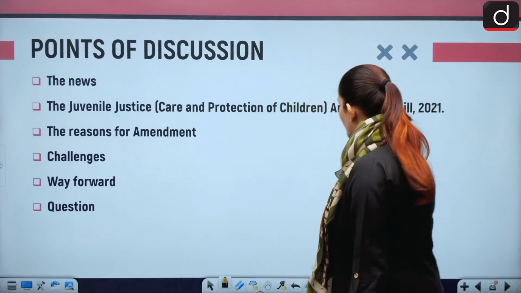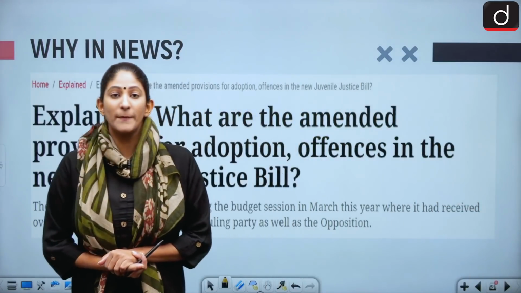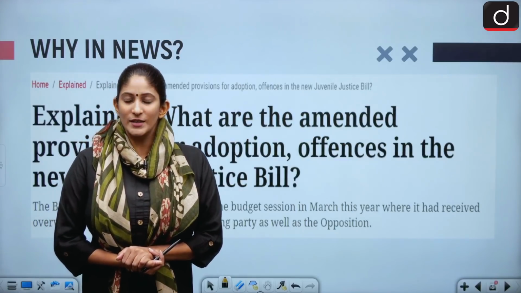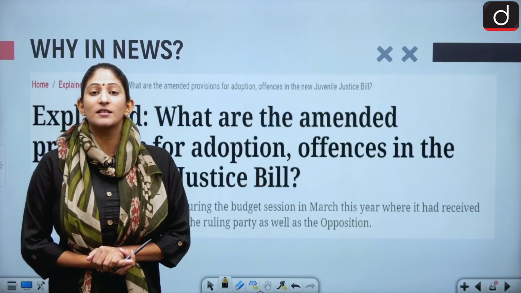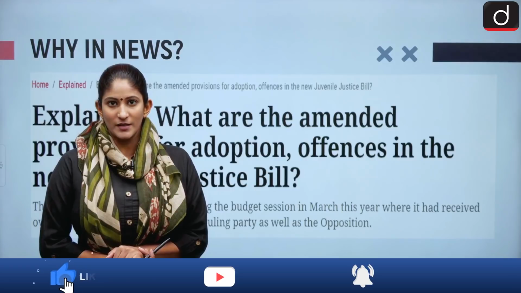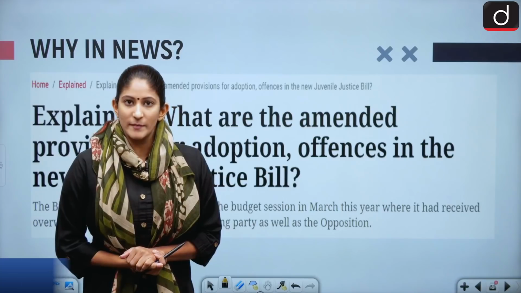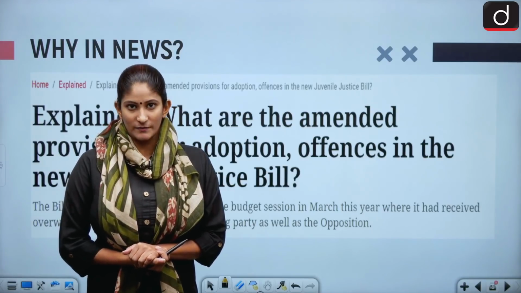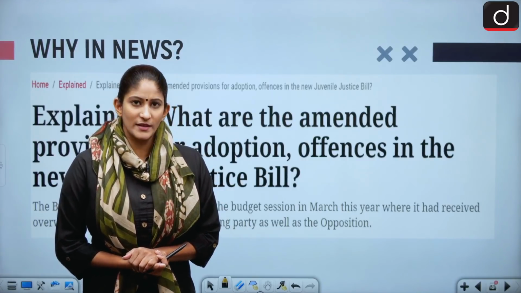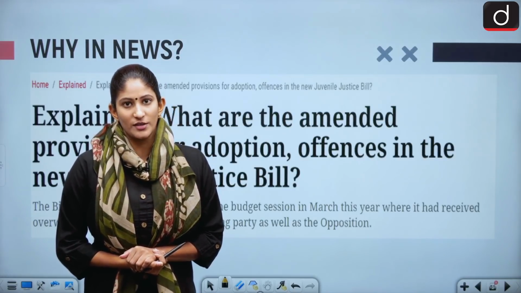So let's begin with why it is in the news. The Juvenile Justice Bill, which has recently been passed by the Rajya Sabha on the 28th of July, had actually garnered support in March when it was tabled by the Ministry of Women and Child Development, and it garnered a lot of support from not only the government but also the opposition. It smoothens many things such as serious offences, what the offences are, what the adoption procedure is going to be, who is going to sanction the adoption procedure and the rest.